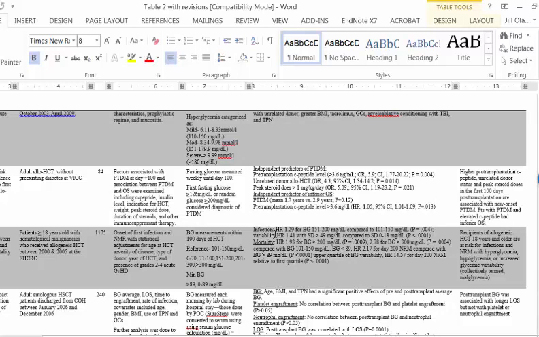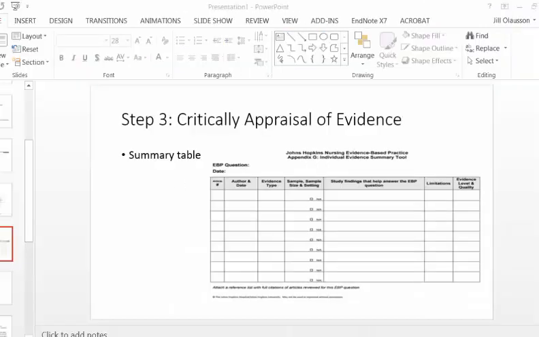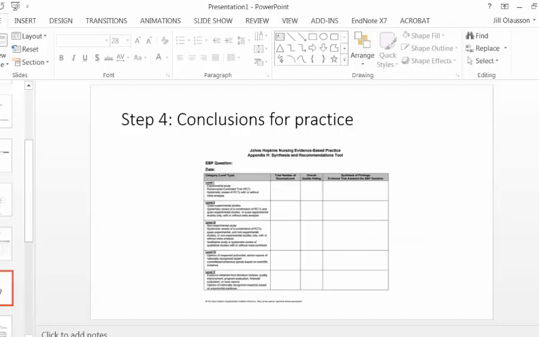So nothing you have to do for this. What you should do on this slide here is include your summary table. You do not have to put all your critical appraisals that you did, just a little summary of what you found here. Okay, and then the next part was the conclusions for practice. Here you can include your Appendix H and discuss how many articles and what the level was in the quality and how that related to your PICO question.